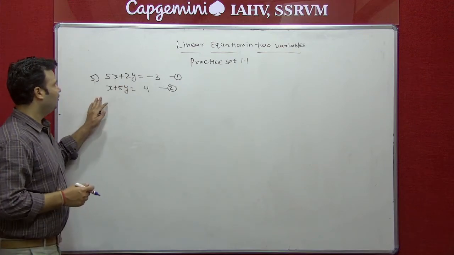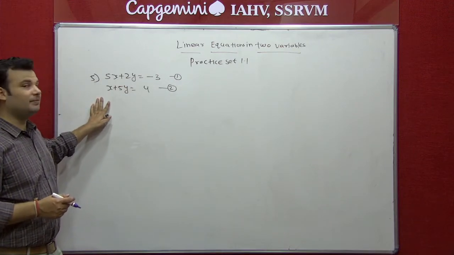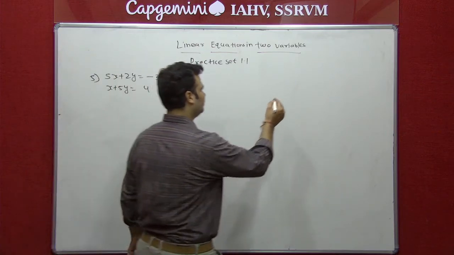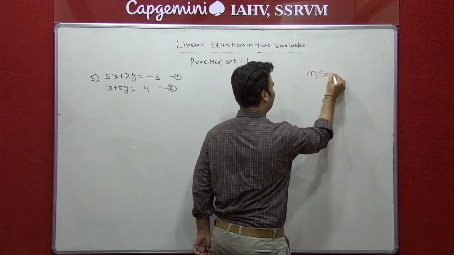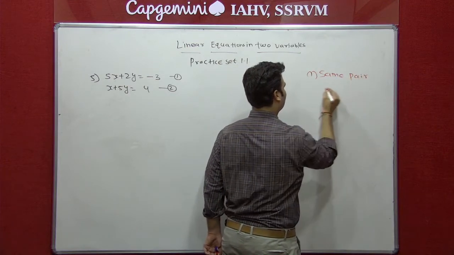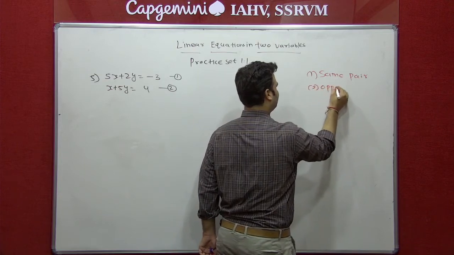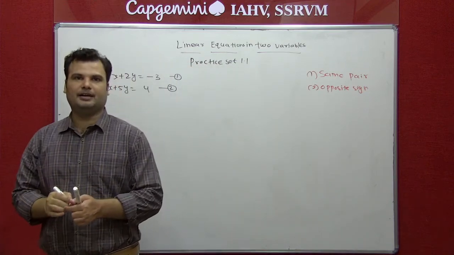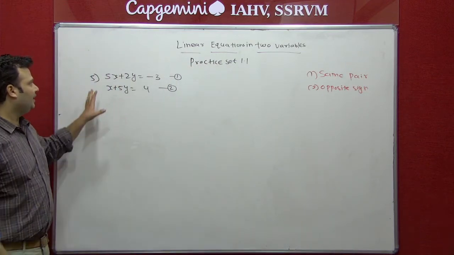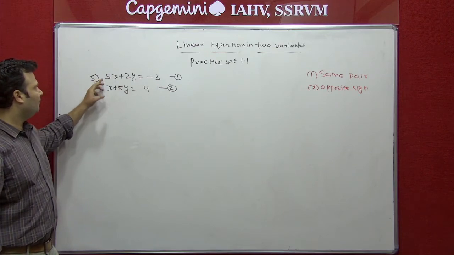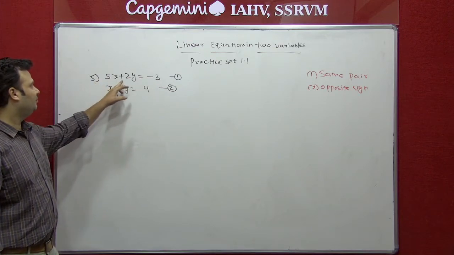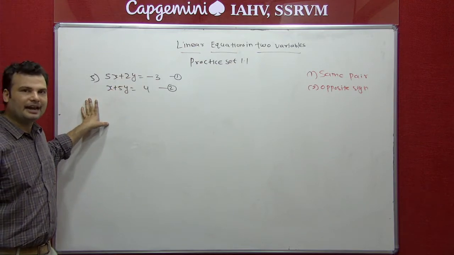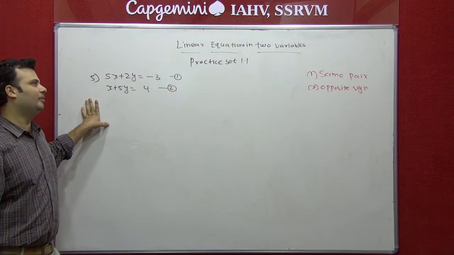So students, whenever you want to solve any sum, remember that in the last class we discussed two important things. One, same pair, and second, opposite sign. Same pair and opposite sign. Now students, you can observe in equation number 1 and 2, 5x and x, plus 2y and 5y. So in this part we have to make either the x variable or the y variable common, meaning same pair.